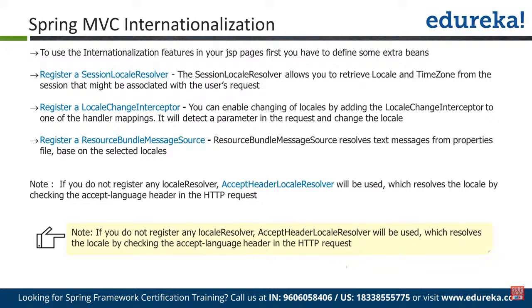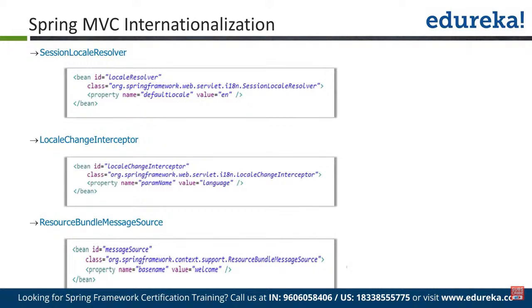Point to be noted here is that if you do not register any locale resolver, accept header locale resolver will be used, which resolves the locale by checking the accept language header in the HTTP request. Now, how to use that? It's pretty straightforward. You don't need to write much code here if you are going to support the I18N feature. You only need to make sure that you have the content for each locale, and you need to define that content in your properties file. So you need to first register session locale resolver in the form of a bean, and there is a property you need to add which can be default locale.